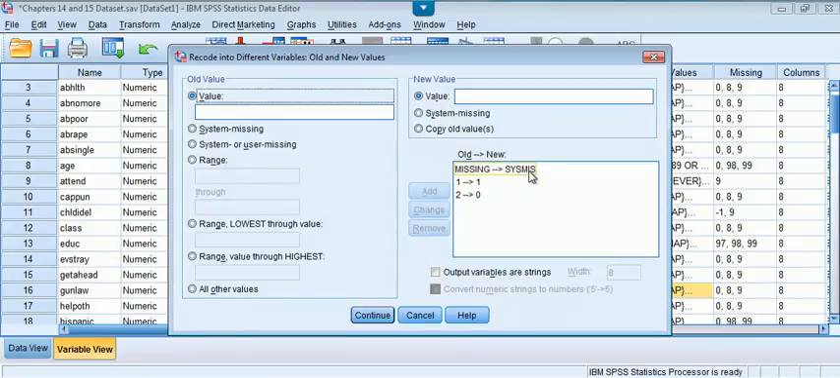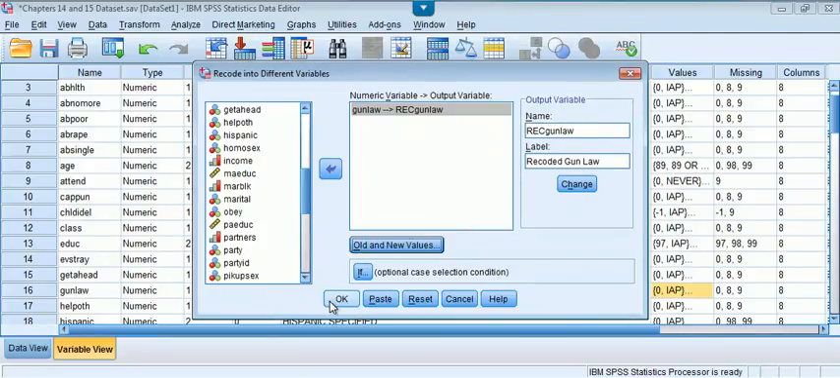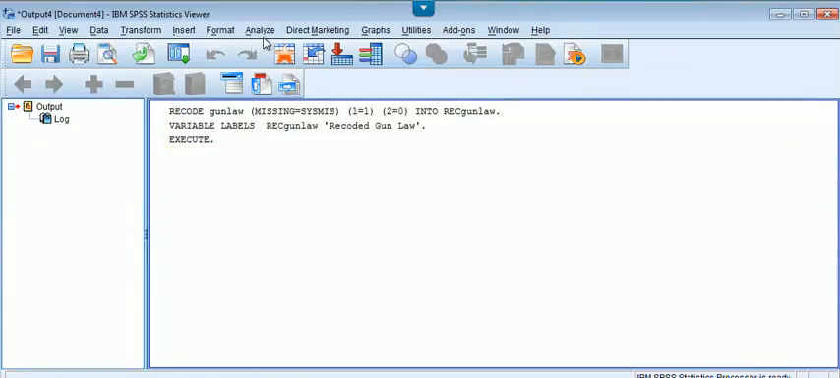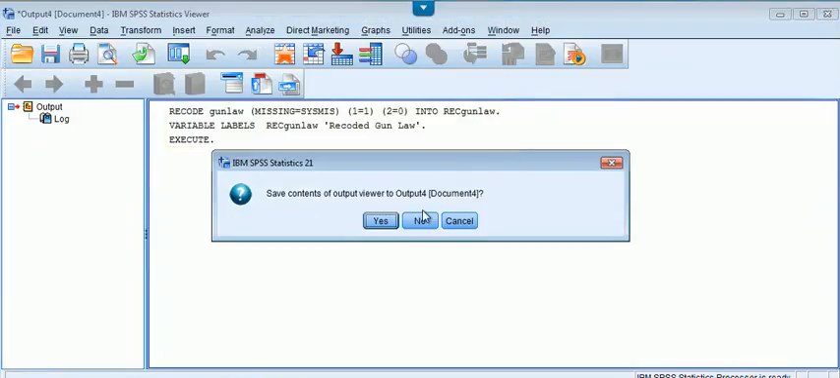So missing is system missing. We're going to keep 1. Remember, 1 was favor. We're going to keep that as 1. 2 was opposed. And now we want to make 2 a 0. Everything looks good. Click OK. And then we can get rid of this box.